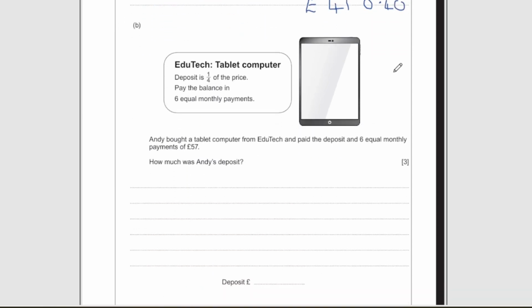11b, Edutech tablet computer. Deposit is a quarter of the price. Pay the balance in 6 equal monthly payments. Andy bought a tablet from Edutech and paid the deposit in 6 monthly equal payments of £57. How much was the deposit?